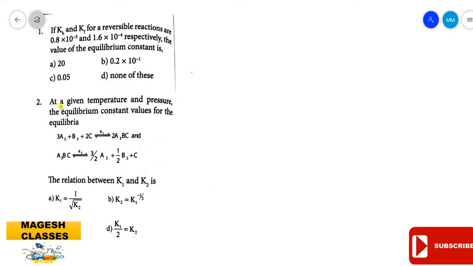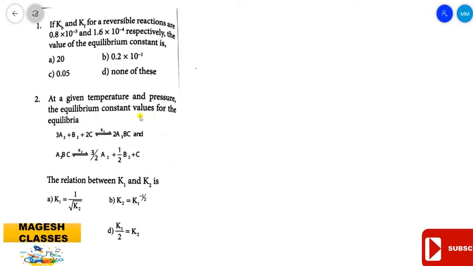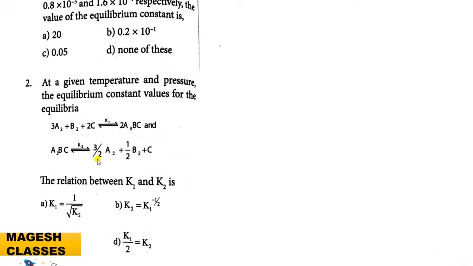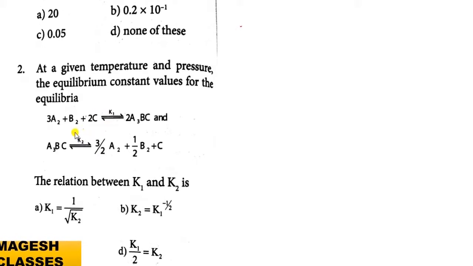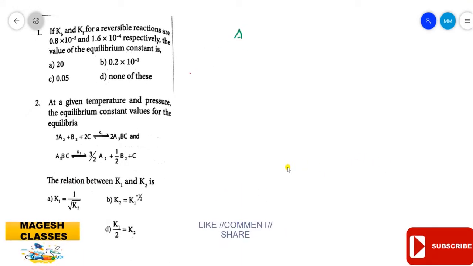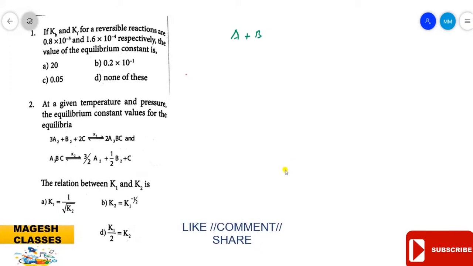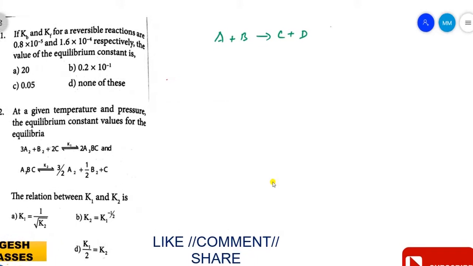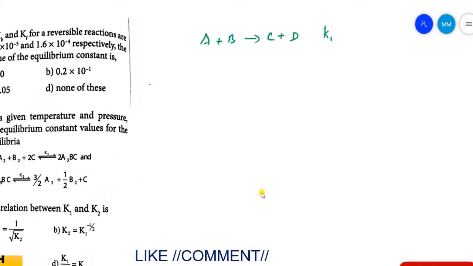Question number 2. At a given temperature and pressure, the equilibrium constant values for the equilibria. Two equations are given. In the first equation, the equilibrium constant is K1, and in the second equation, the equilibrium constant is K2. What is the relation between K1 and K2? To solve, consider this equation: A plus B gives C plus D. The equilibrium constant is K1.